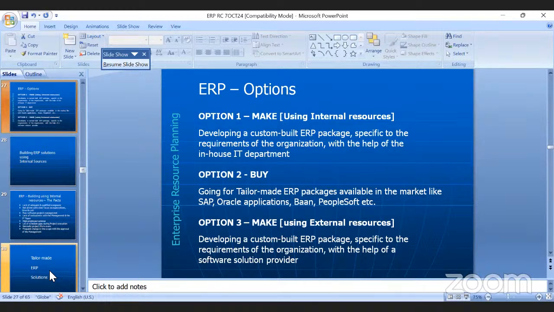You can buy if you are using certain international standards. This will match your organization. If not, you have to make it with external resources. Anyway, for implementation, consultants will come in between. The external users may be any IT companies which are specialized in ERP making. They'll come in between and give you an ERP solution for your organization.